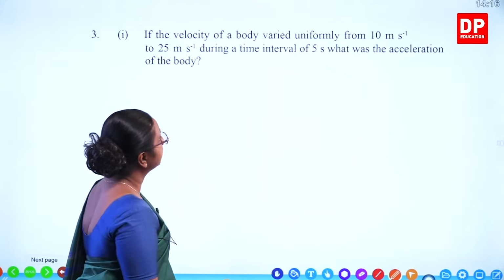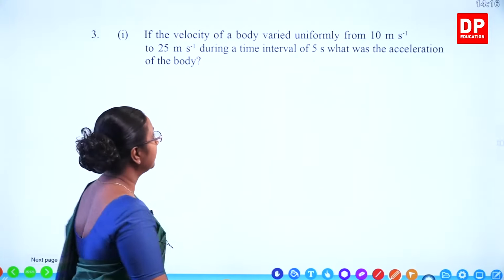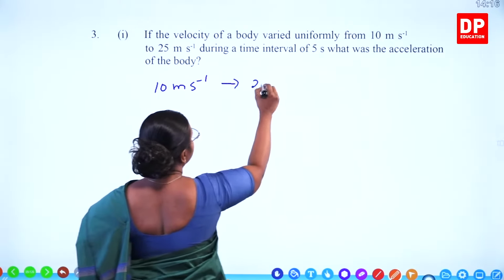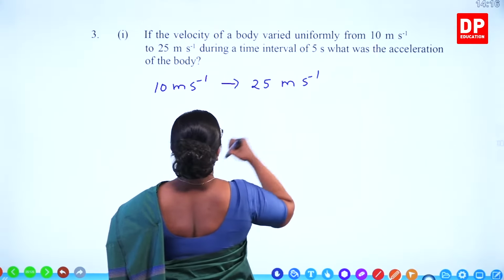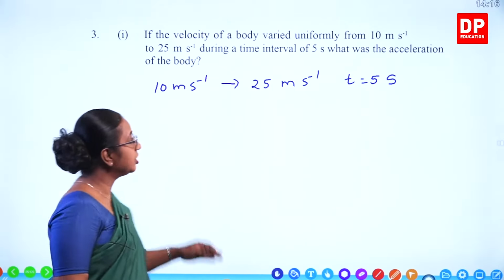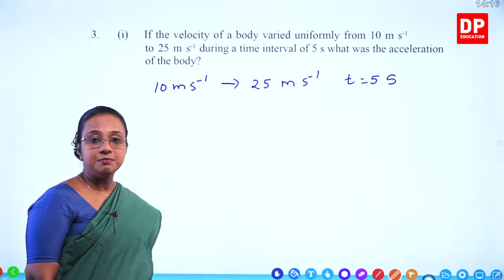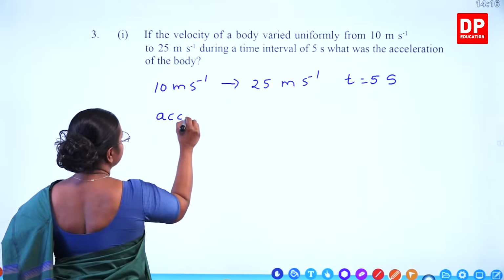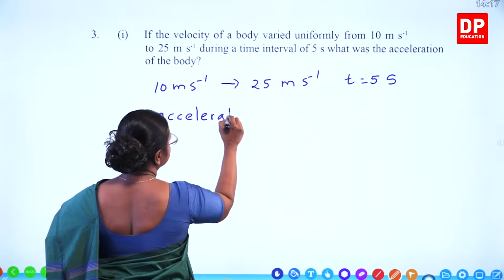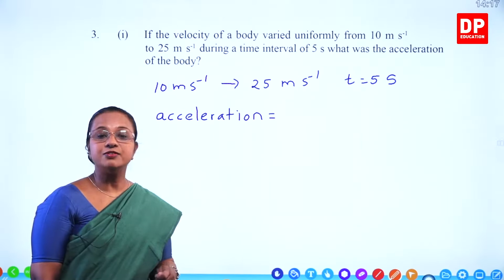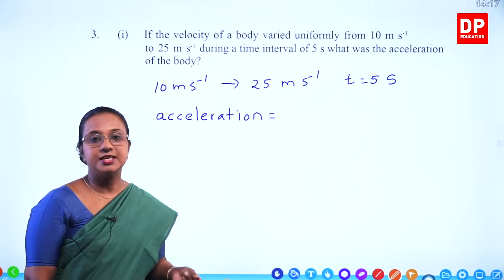If the velocity of a body varied uniformly from 10 meters per second to 25 meters per second and time is 5 seconds. When you read the question, you can note down the important data. And then we have to calculate the acceleration. What is acceleration? Yes, it is the rate of change of velocity. So, we have to divide velocity by time.